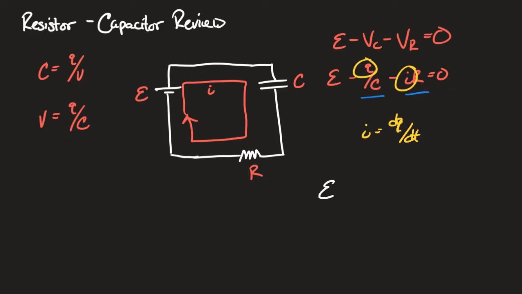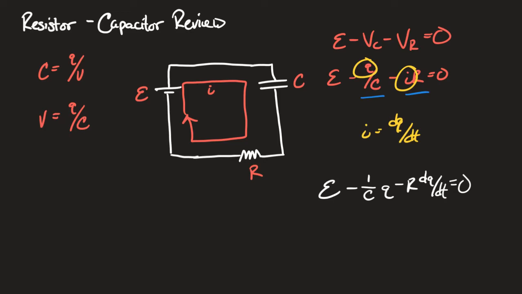So we'll get the EMF minus, and I'm going to write the 1 over C out front so that I can put Q right there, minus I, which is R times dq dt, and that equals 0. There's our differential equation. So this tells us how an RC circuit will be charged. So let's go ahead and take this to another screen where we have a little bit more room so we can do a little bit of the mathematics.